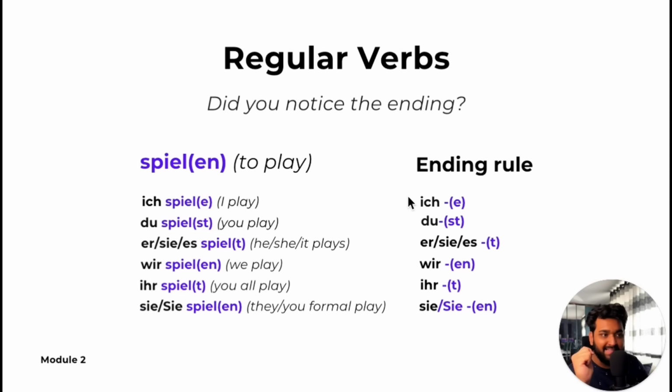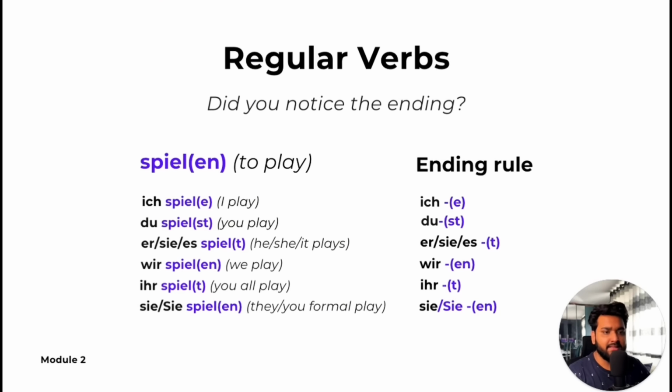So you can see the ending rule here. For ich, the ending is e. For du, the ending is st. For es, the ending is t. For wir, the ending is en. For ihr, the ending is t. And for sie and Sie formal, the ending is en, the exact form of the main verb.